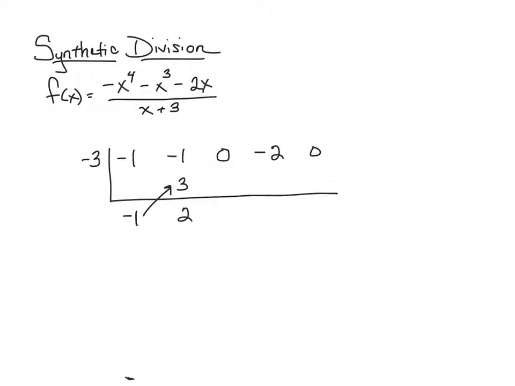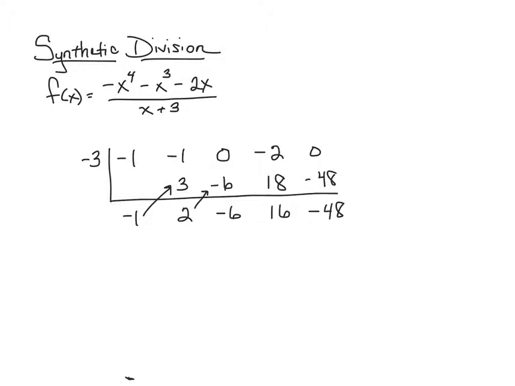2 times -3 gives you -6. All the way down, and then add -6 plus 0, you get -6. Okay, let's keep going. So -3 times -6 is 18. Add the two together. 18 plus -2 is 16. And one more time, 16 times -3 is -48. You add -48 plus 0, and you get -48.